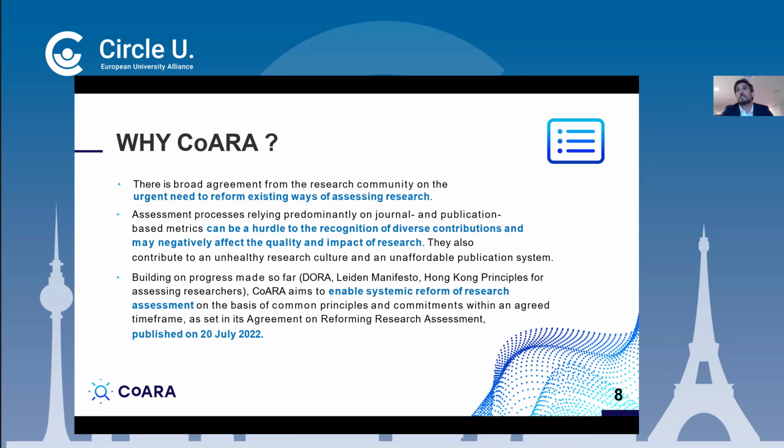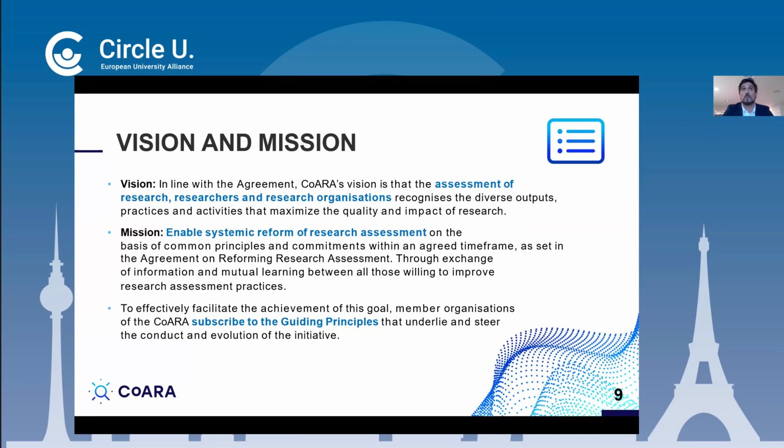So Coara basically has been created in 2022, and the idea of Coara is to create a community to try to think about the way we are evaluating research. You know, DORA was promoting to abandon the use of impact factors and other quantitative metrics. Now with Coara, the idea is to try to find new strategies to rethink the evaluation.